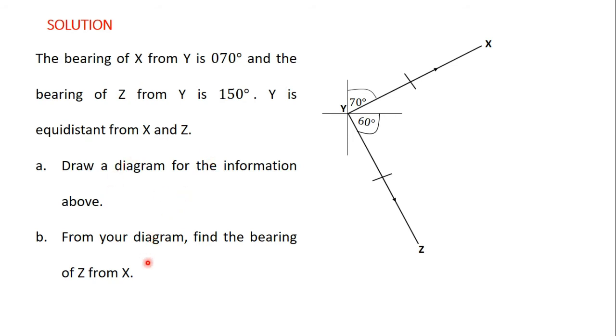The second part says that from the diagram, find the bearing of z from x. Now, in order to find the bearing of z from x, we will have to join z to x as shown here. In order to find the bearing of z from x, we have to join point z to point x. Now, how do we find the bearing of z from x?